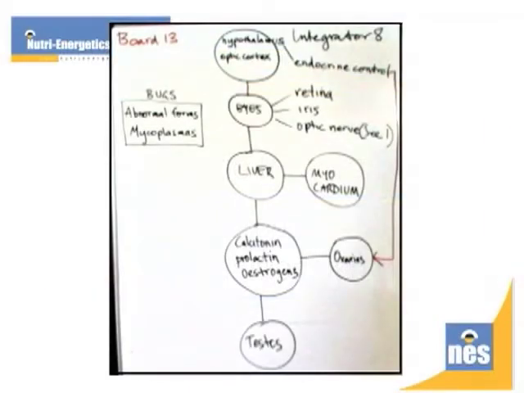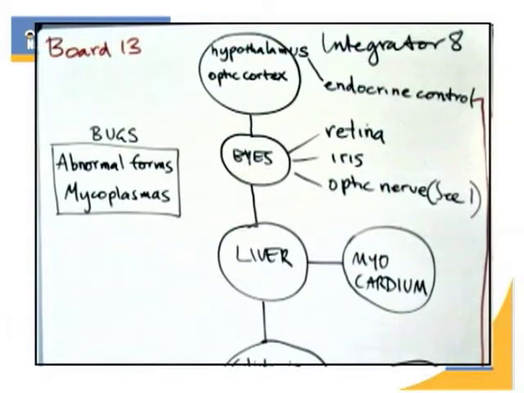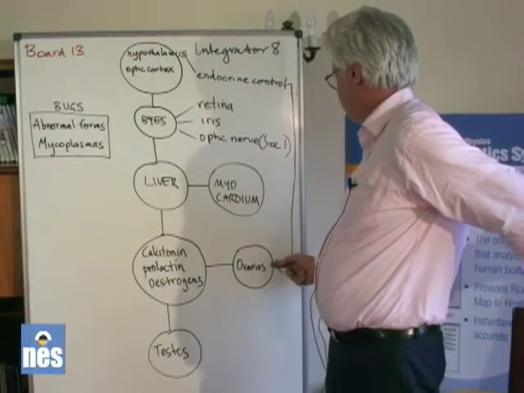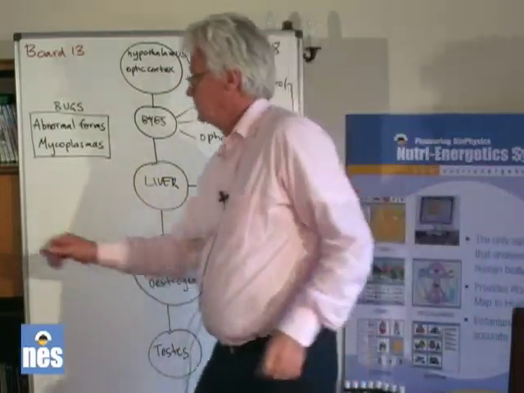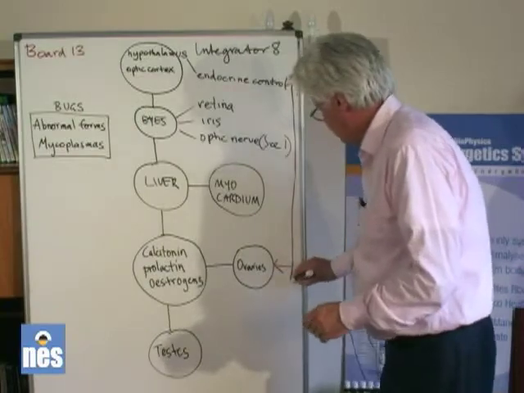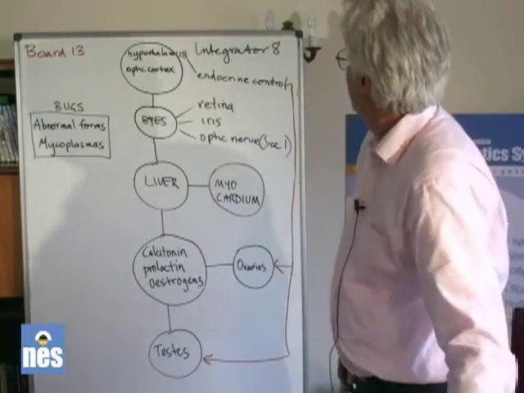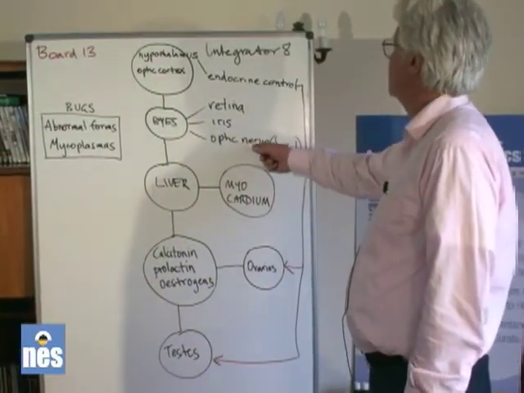This is integrator 8 mind map. This we've called the liver integrator. We could have called it the eye integrator because the energy channel is supposed to go down behind the back of the eye, the retina, where the nerve comes out of the eye. We find, however, hypothalamus, which has some role in endocrine control, going down to some of the endocrines themselves. I guess, to be quite honest, we have to include the boys as well as the girls here. So we find retina, iris, optic nerve for the eyes.